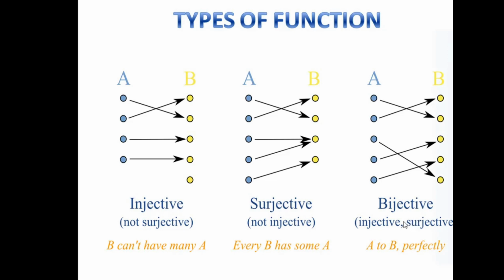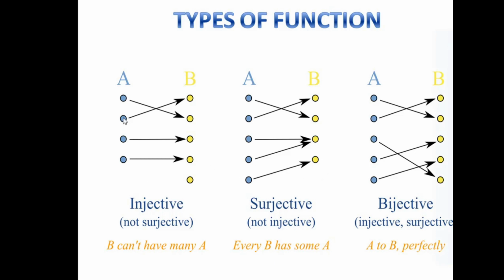Now let's see the types of functions. There are three types of functions. First one is injective, second is surjective, and the third one is bijective. Now the first, injective, means one-one: one element of A is related with only one element of B. So this kind of function is known as one-one. The second one is surjective, also known as onto. In onto, all the elements of B should be related with A. That means nothing should be left out in B. So that type of function is known as onto.